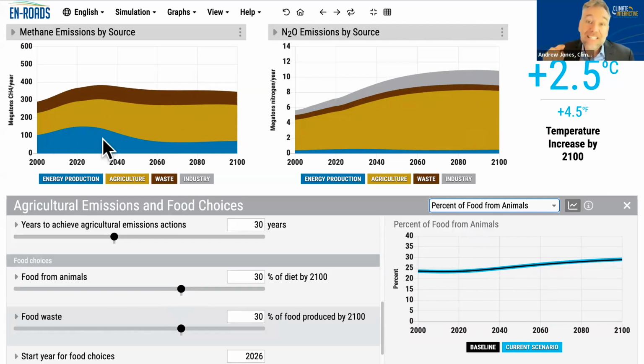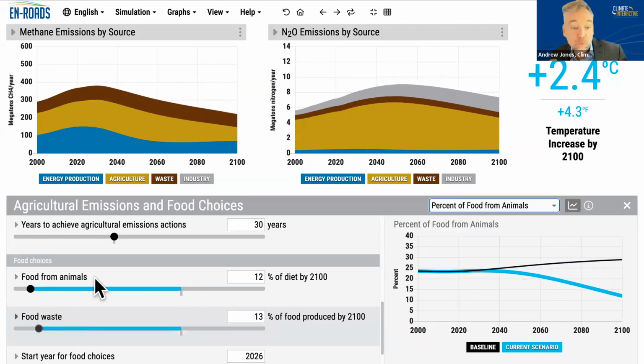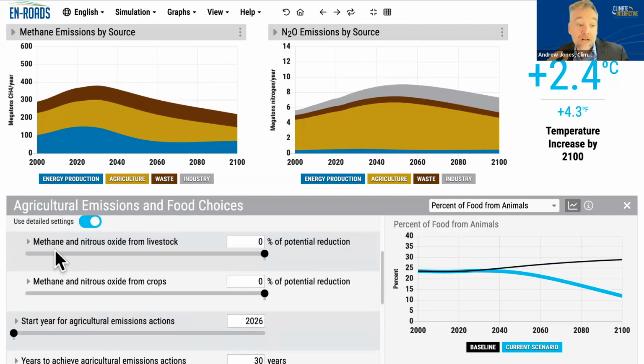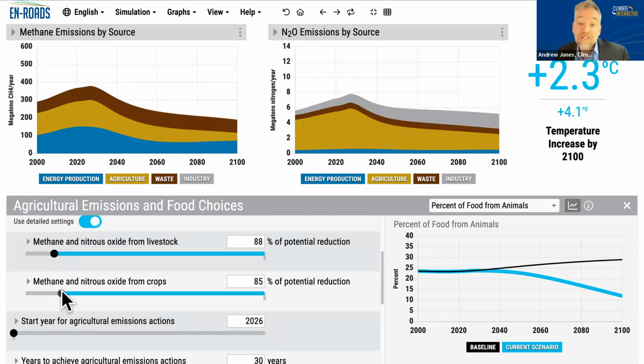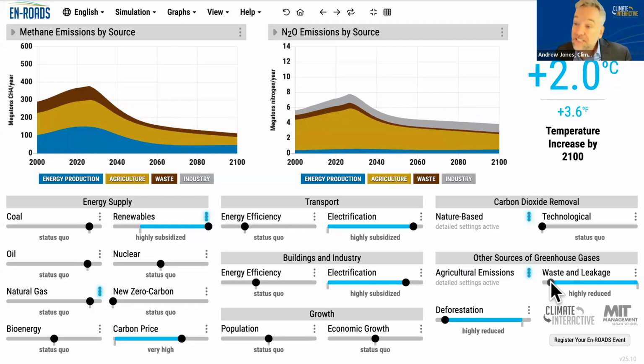The blue is leakage from natural gas and coal and oil facilities. Now that's falling because of the carbon price, so it already is reduced. But if we could cut food from animals, look at that yellow area shrink, and food waste as well. Now, management practices for existing agricultural systems also can help if we have better practices with livestock and with crops. And that's already down to 2.3. So another set of important emissions. Now, with methane, waste and energy leakage also will get us down to 2.